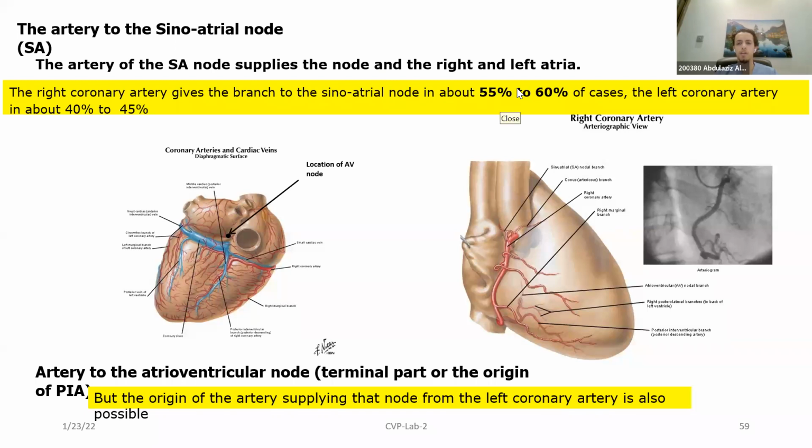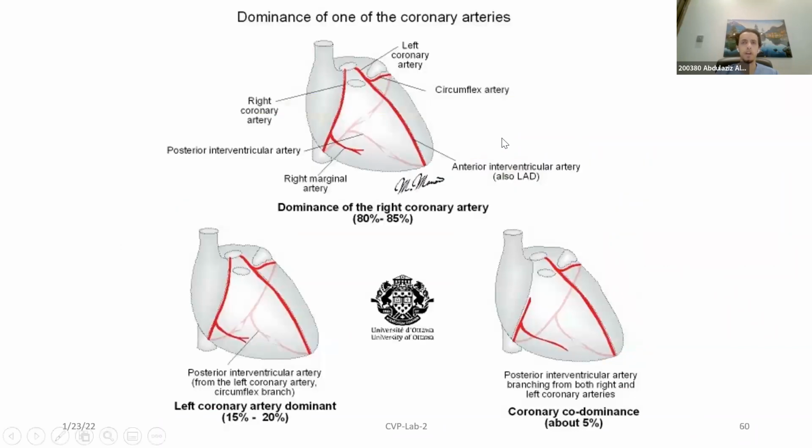Correct. So as we said, there's a right and left dominance depending on where the PIA originates from. Now the significance from this is if the PIA originates from the left coronary artery, that means the entire IV septum, because remember that we said the LAD supplies the anterior 2/3, PIA supplies the posterior 1/3. So if they both come from the left coronary artery and the left coronary artery is blocked, that means the entire blood supply of the IV septum is gone. There's going to be total ischemia.